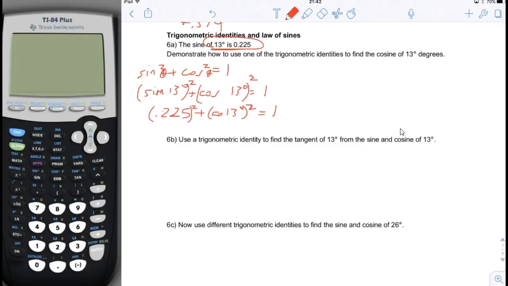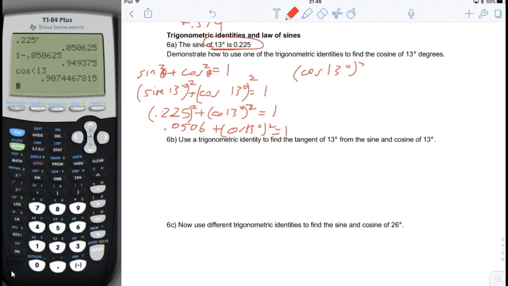Oh, this is squared, right? Almost forgot that. So what is 0.225 squared? 0.225 squared is 0.0506. So I have 0.0506 plus cosine of 13 degrees squared is equal to 1. So now I'm going to subtract 0.0506 from both sides. So now I'll have cosine of 13 degrees squared is equal to 1 minus 0.0506.